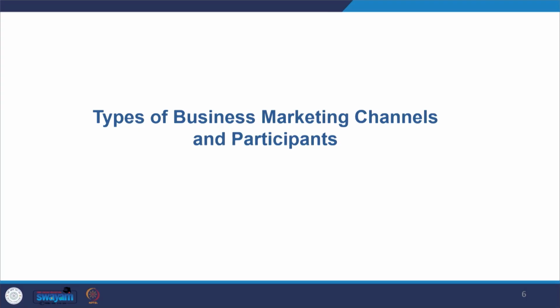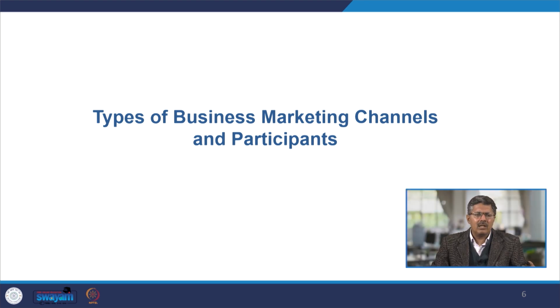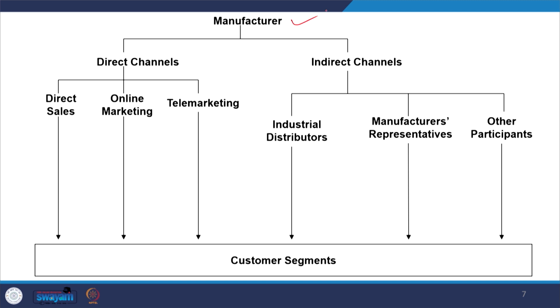So, types of business marketing channels and participants. We understood the challenges that the manufacturer has to face while selecting a channel member. Now, what are the different business marketing channels? We will see that. If you look, there is a manufacturer here, and the manufacturer can have two lines of channel. One is direct, and the other is indirect.